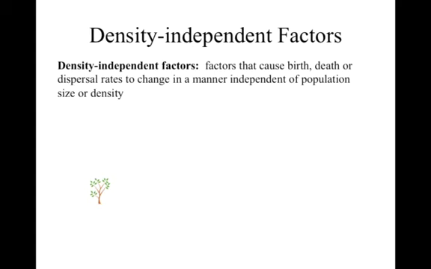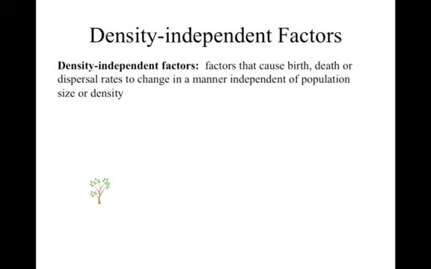Now, when we talk about things that prevent unrestrained population growth, we can divide them into two different types. The first is density-independent factors. So these are factors that cause birth, death, and dispersal to change independent of population size or population density. In other words, these things happen and they change these demographic rates, these birth rates, death rates, dispersal, but they don't do so based on how many organisms are there.